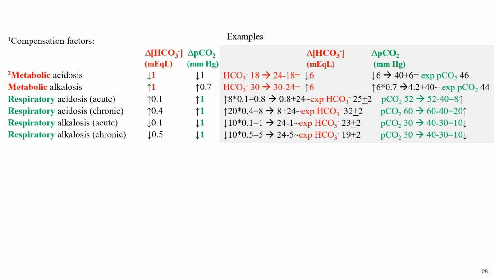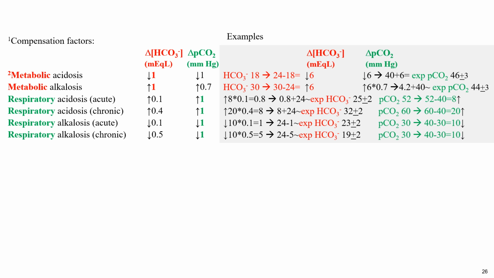This gives us 5. When PCO2 goes down in respiratory alkalosis, bicarbonate also goes down, so we subtract 5 from 24. This gives us an expected serum bicarbonate of approximately 19.